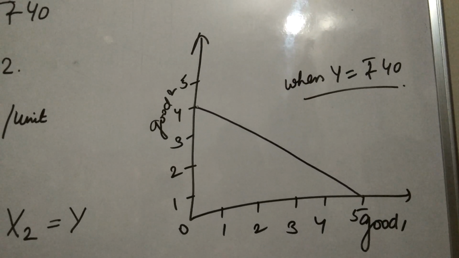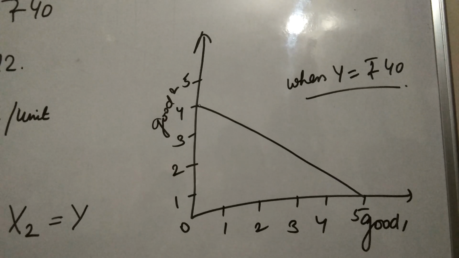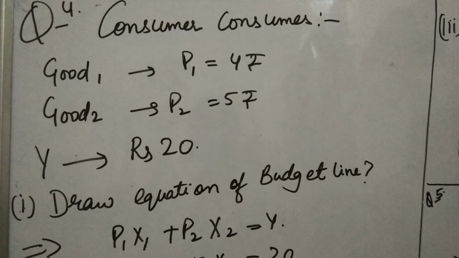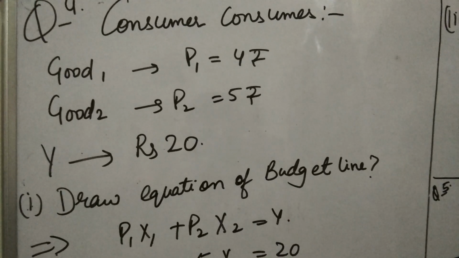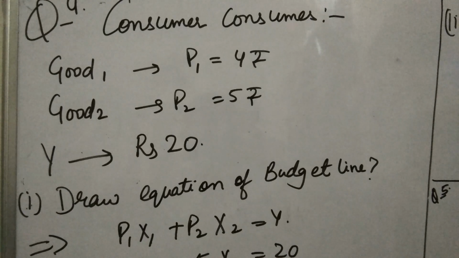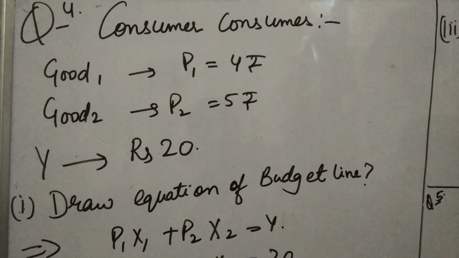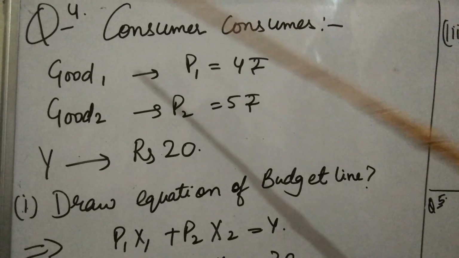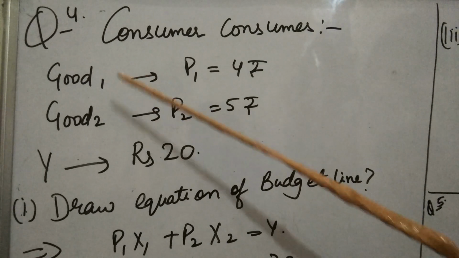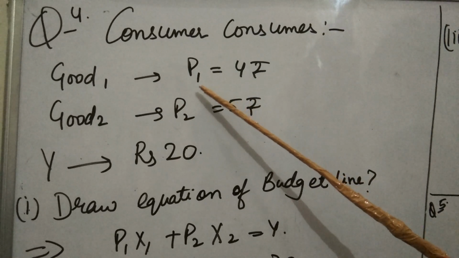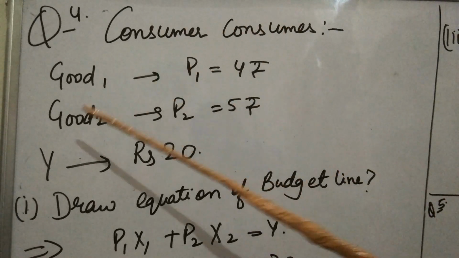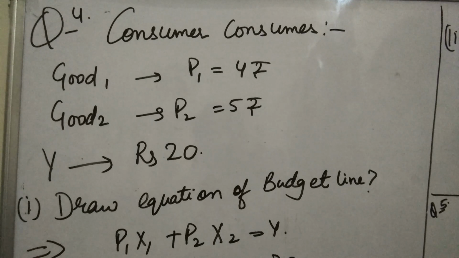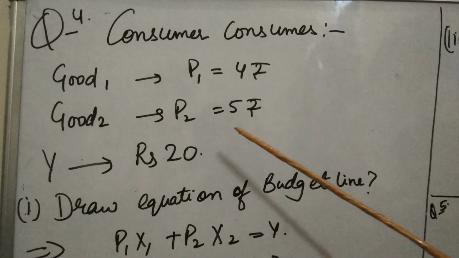Now let's see another type of numerical that you can encounter in your exam. Coming to the next question, let's see what the question demands. Always and always read the question very carefully so that you understand what you have to answer, and be very precise while answering and answer according to the demand of the question. Okay, now let's see this question. It says consumer consumes 2 goods, good 1 is available at price 1, P1 equal to 4 rupees per unit, and good 2 is available at price 2, which is 5 rupees per unit. Income given of the consumer is rupees 20.